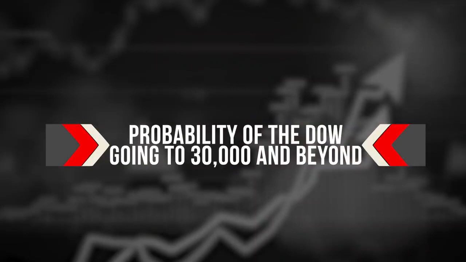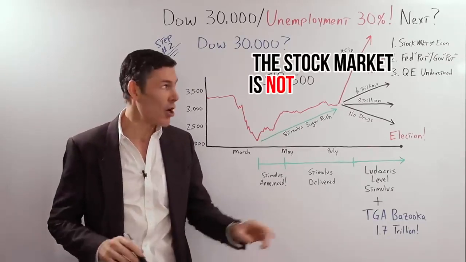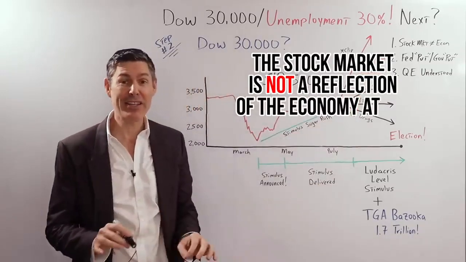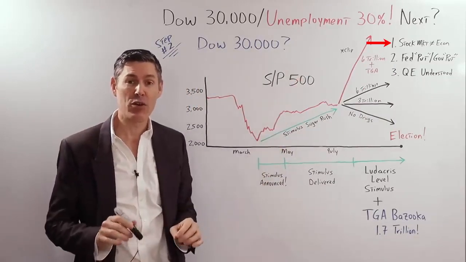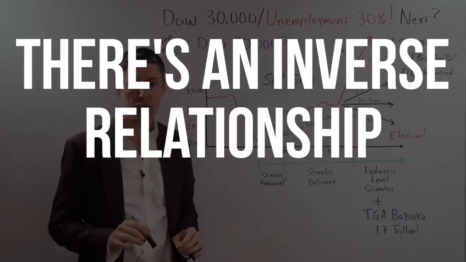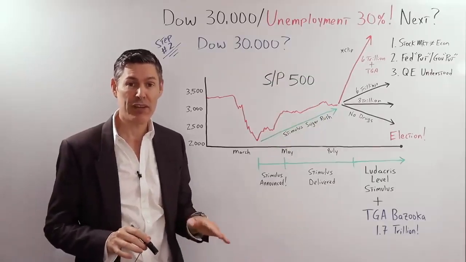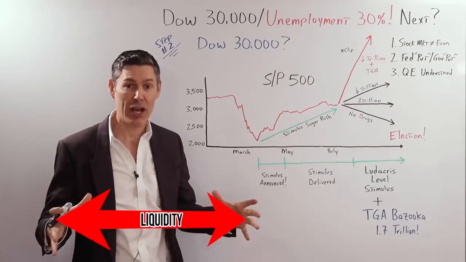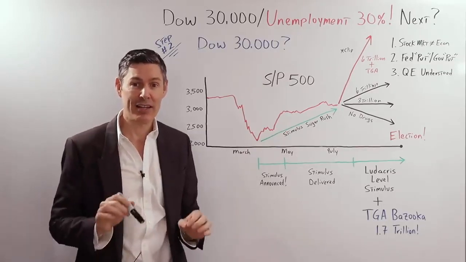Step number 2, the probability of the Dow going to 30,000 and beyond. We have to start by understanding the stock market is not a reflection of the economy at all. The stock market can continue to go up and up and up while the economy is going directly into the toilet. I would go so far as to say there's an inverse relationship between the two of them going back to 2008 and the GFC. The worse the economy gets, the more liquidity that's created and diverted away from the real economy into financial assets like the stock market.